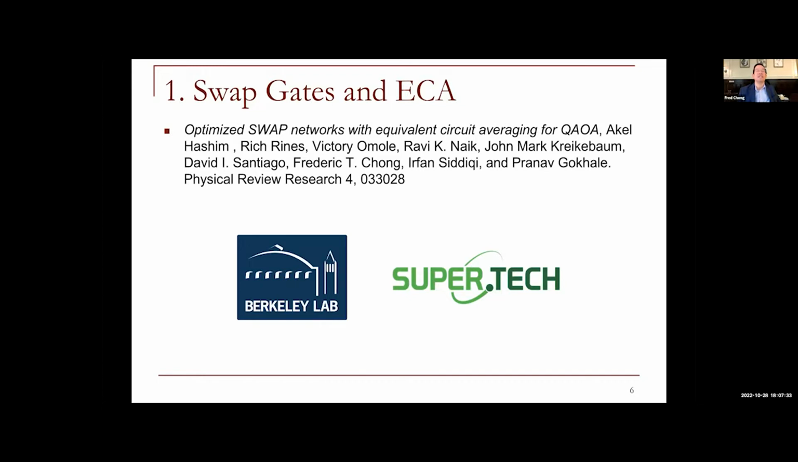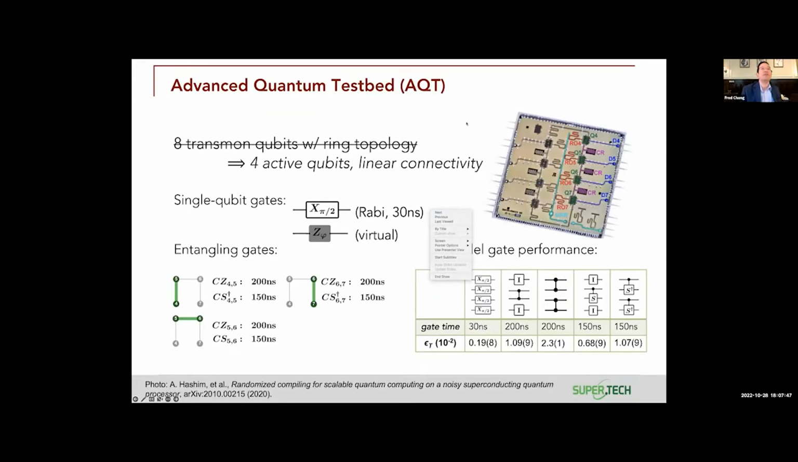In this particular case, I'm actually going to use an example which was done at our spin-out Supertech for the Berkeley Advanced Quantum Testbed superconducting machine. So the AQT machine was built to be an 8-qubit ring topology. It turns out that 4 of the qubits worked, luckily in a line, so they have a 4-qubit linear machine. Has pretty good gate times and fidelity.